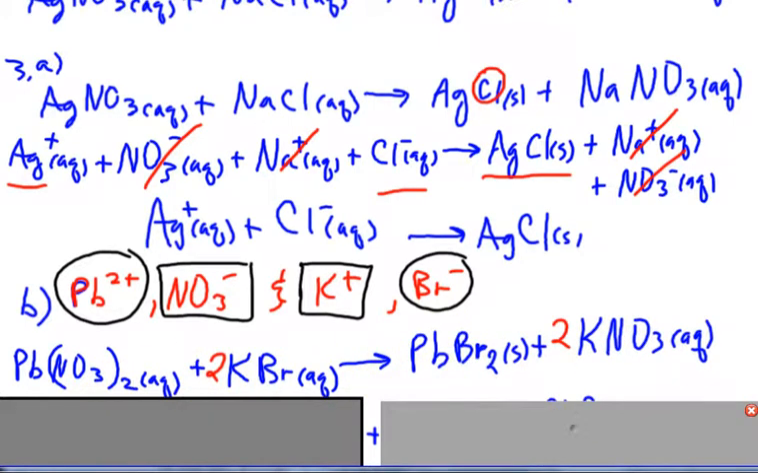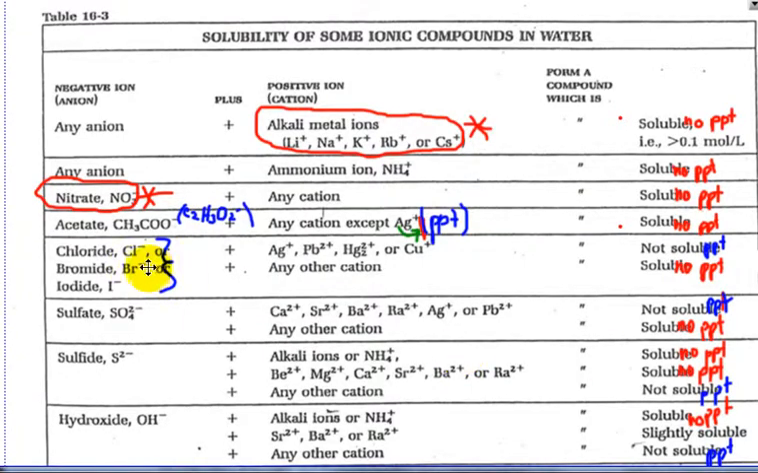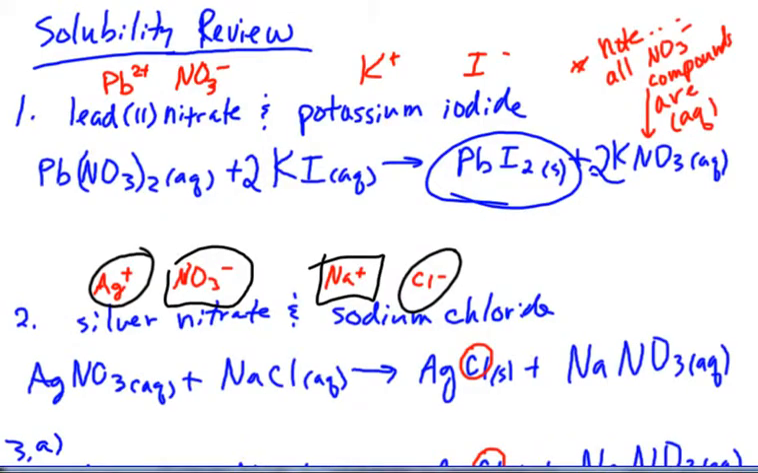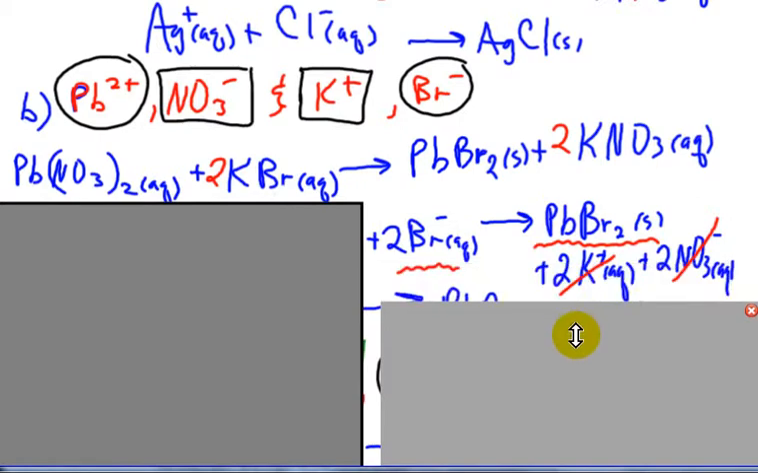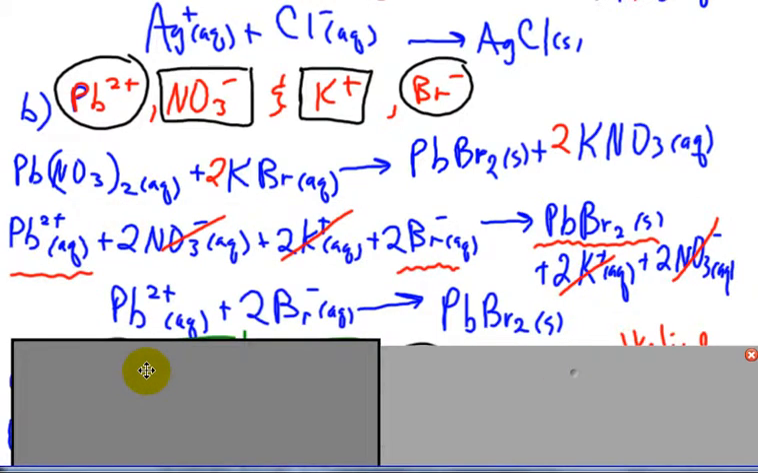So lead 2 bromide. I think this is the same part of that chart that we looked at earlier. Bromide, lead 2, PPT. So we can show that it's not a nitrate, and if there is a precipitate there, that's what it must be. Then breaking it down into the complete ionic equation, and lastly the net ionic equation, that's what you should have got for B.